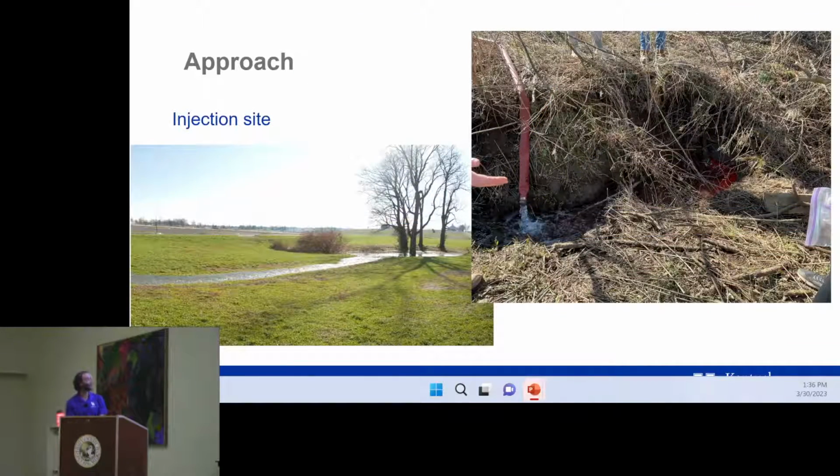So yeah, this is our injection spot. It's a sinkhole that has an ephemeral stream that flows into it. This is during a flood event. What we see here on the right is actually higher flow conditions in the winter, not during a flood event.